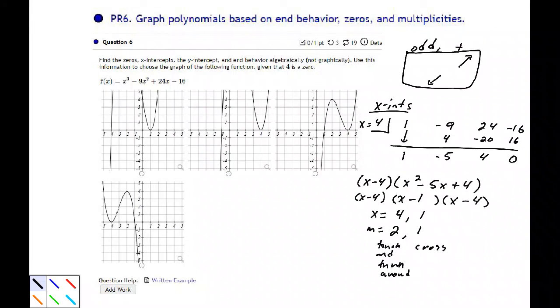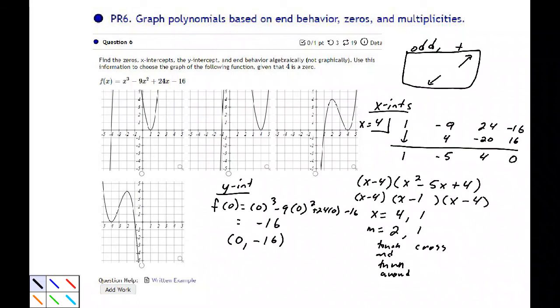Now, let's go ahead and find the y-intercept. The y-intercept would be finding f of 0. So my function was x cubed minus 9x squared plus 24x minus 16, so I'm going to evaluate that at 0. That would be 0 cubed minus 9 times 0 squared plus 24 times 0 minus 16. And putting that into a calculator or something else, that should be negative 16. So we have a y-intercept of (0, -16).